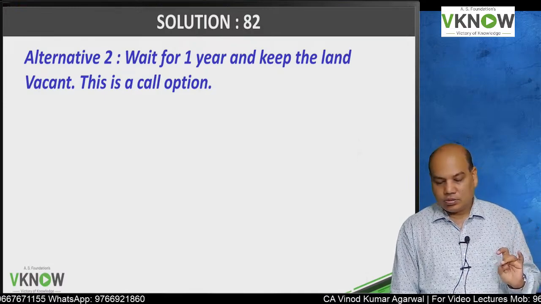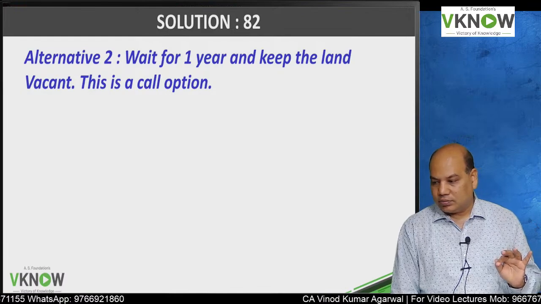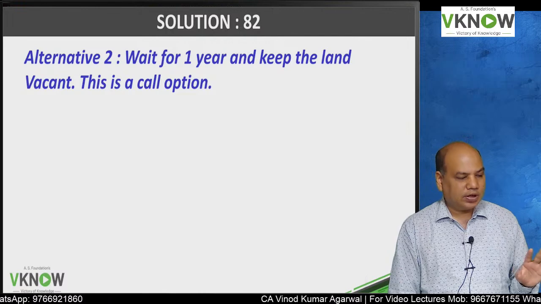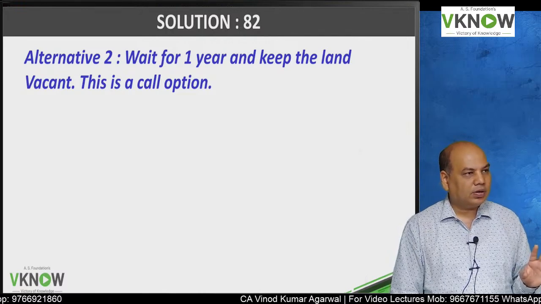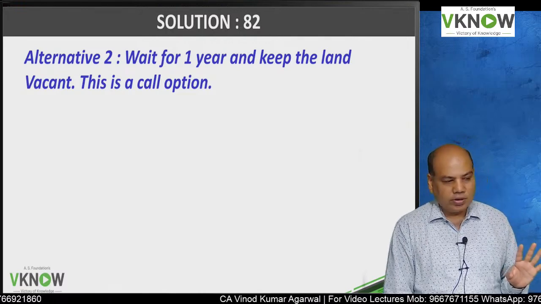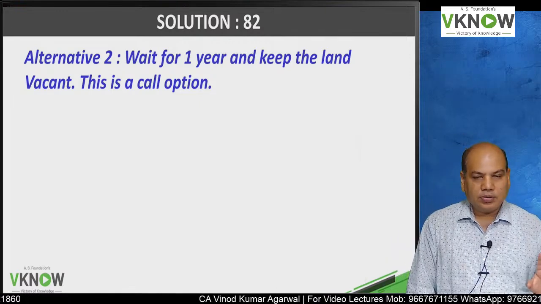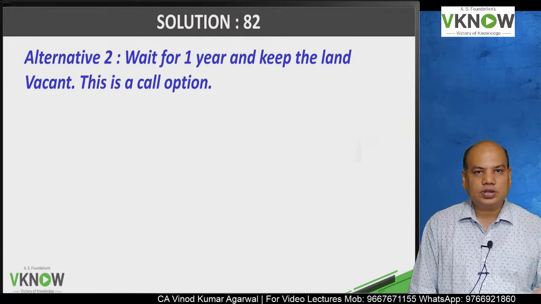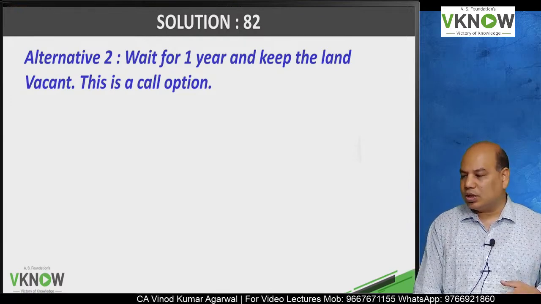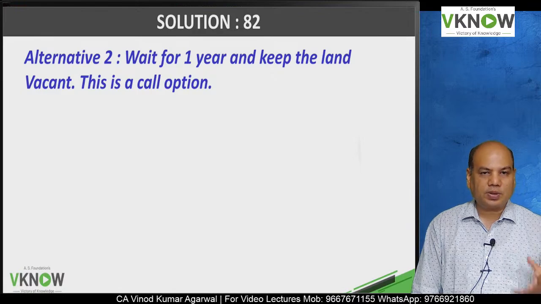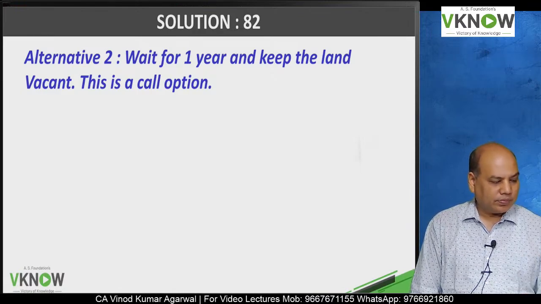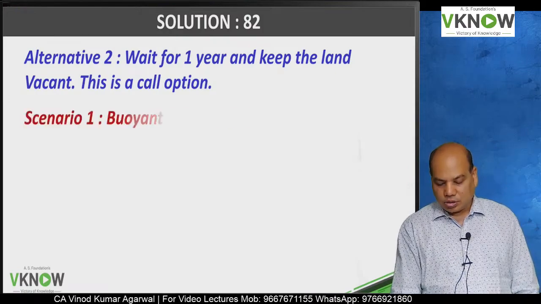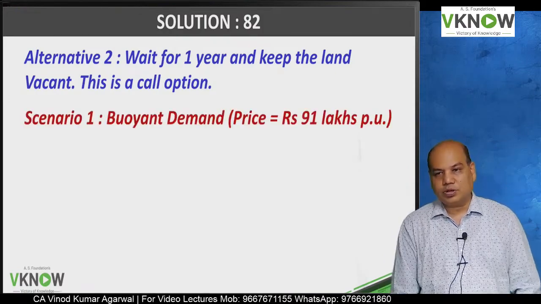Alternative 2, write down, wait for 1 year and keep the land vacant. So this is like a call option, which you can exercise after 1 year if the price rises. Write down, this is a call option.